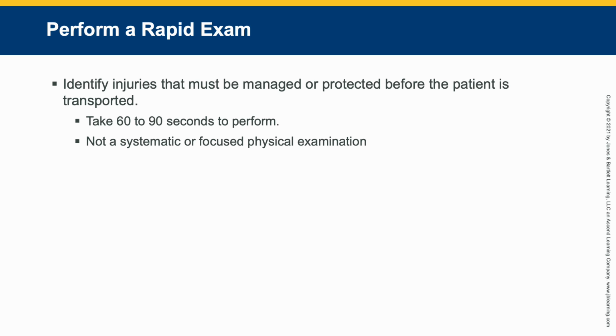And then let's walk through how to perform the rapid exam step by step. You're going to begin at the head and you're going to move down, hitting on every single anatomical location. And you're going to assess for what we call DCAP-BTLS. Okay, so this stands for deformities, contusions, abrasions, punctures, burns, tenderness, lacerations, and swelling.